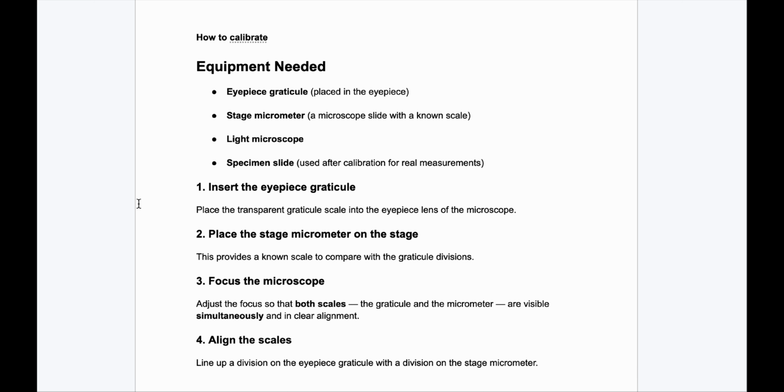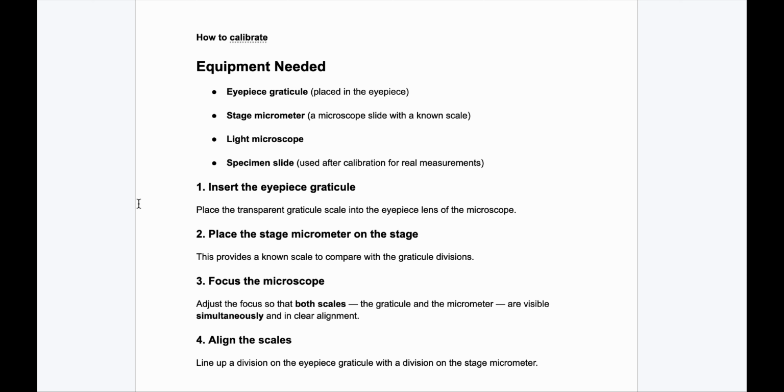So how are we going to calibrate? What do we need? Obviously we need the eyepiece graticule, which is placed in the eyepiece. We need the stage micrometer scale, which is a microscope slide with a known scale. We need the microscope that we're going to look through, and then the specimen slide, which is what we looked at earlier, the cell that we made, the cell that we're looking at.